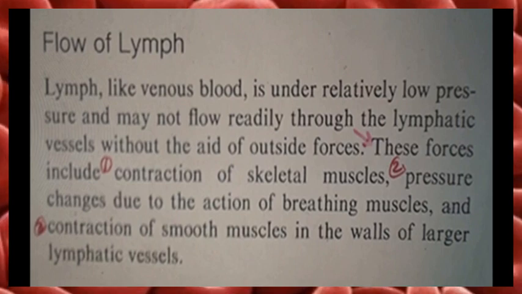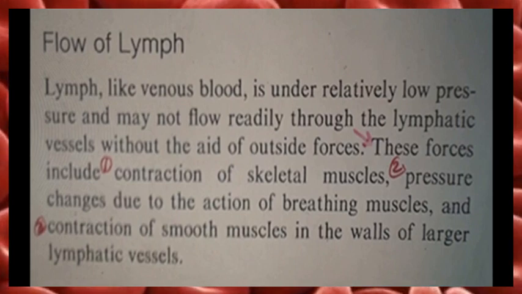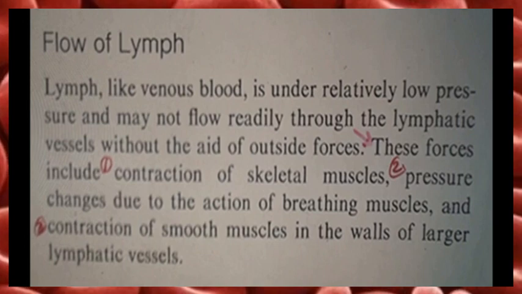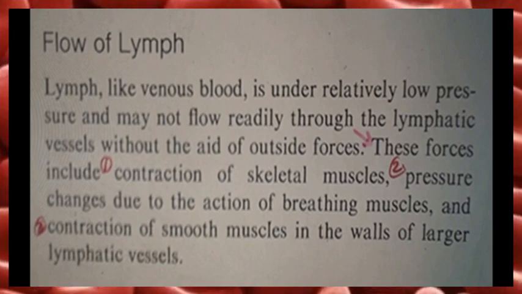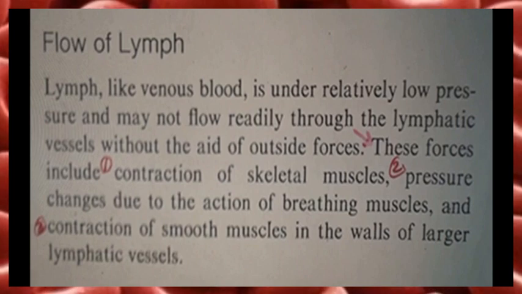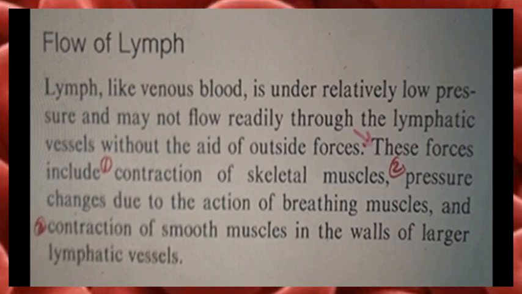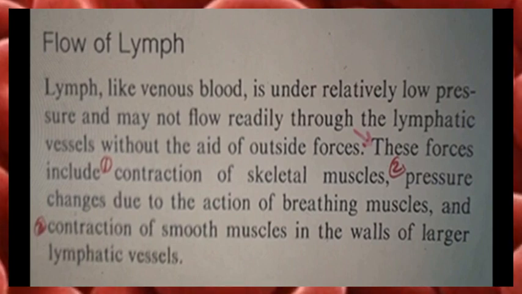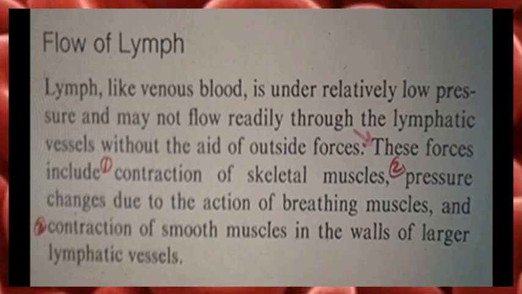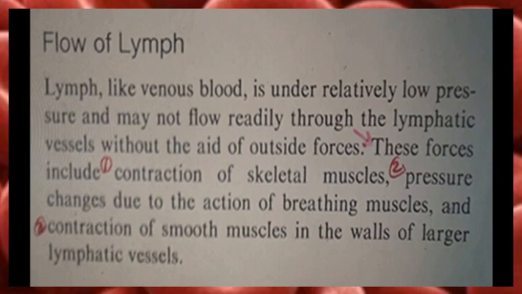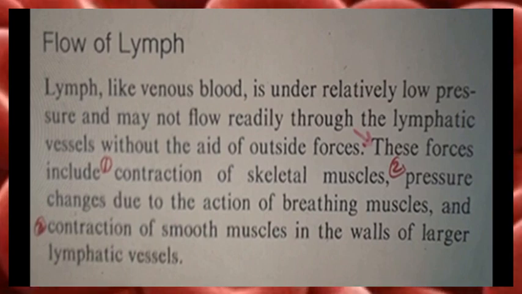Flow of lymph. Lymph, like venous blood, is under relatively low pressure and may not flow readily through the lymphatic vessels without the aid of outside forces. These forces include contraction of skeletal muscles, pressure changes due to the action of breathing muscles, and contraction of smooth muscles in the walls of the larger lymphatics.